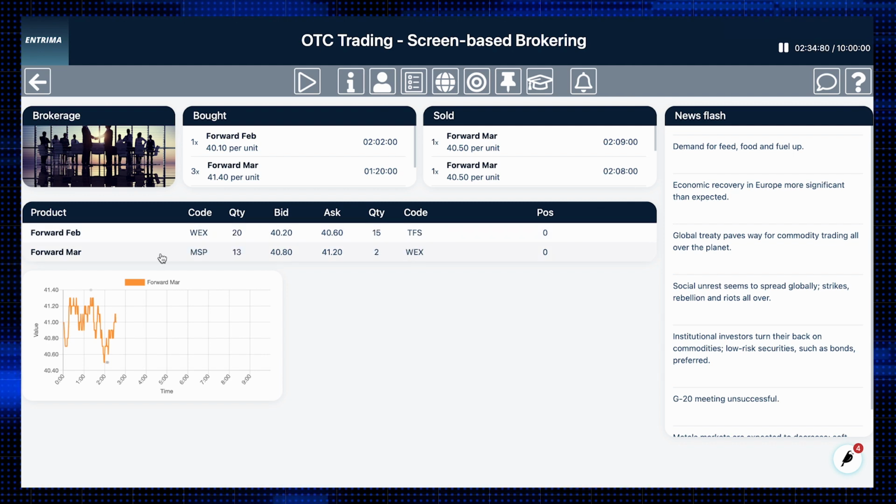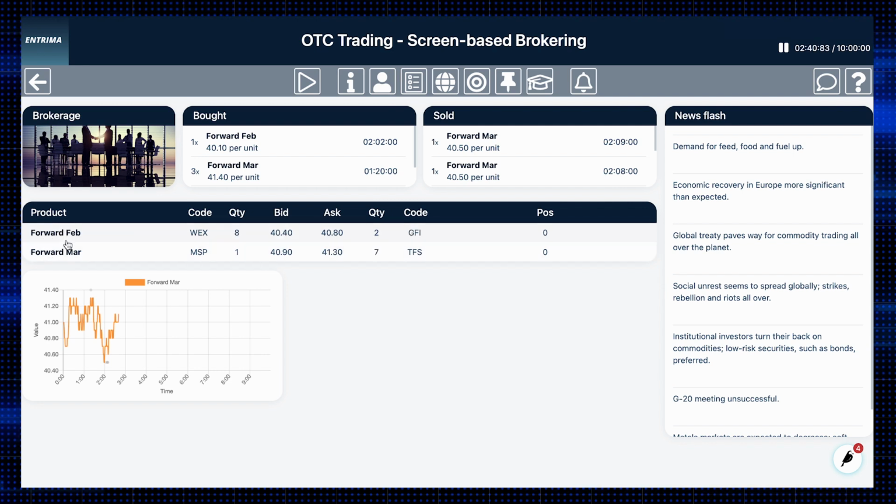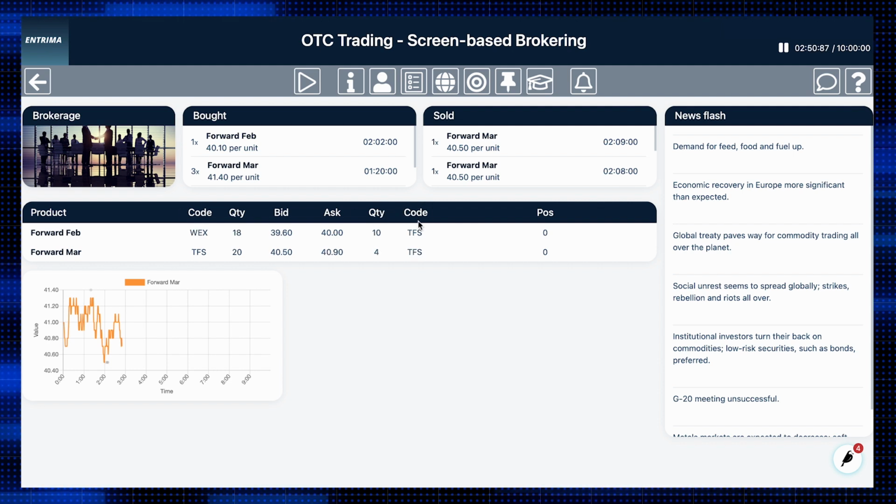In this simulation, to simplify, on screen you will be shown and you can transact only two standard forward contracts. Identify the brokers showing their respective client orders. In the column Code, you will be able to spot the three letters, whereby each three-letter combination represents a certain brokerage firm.